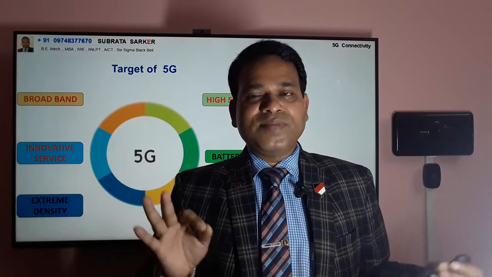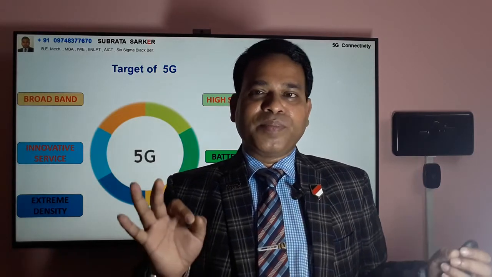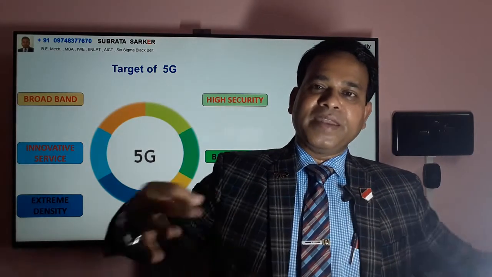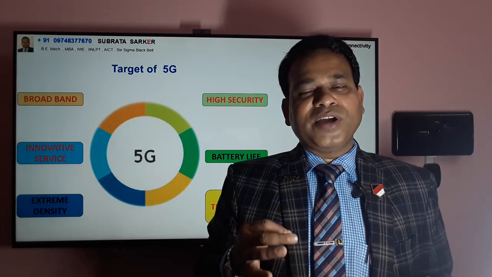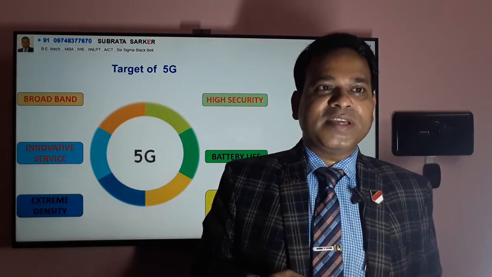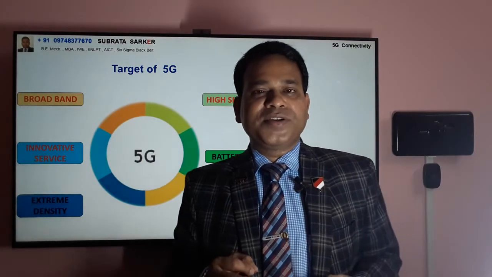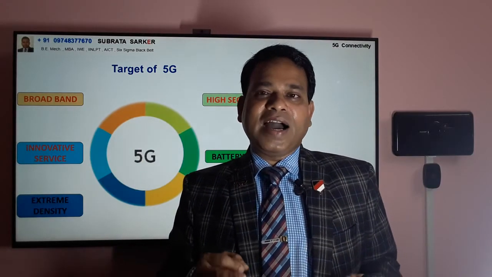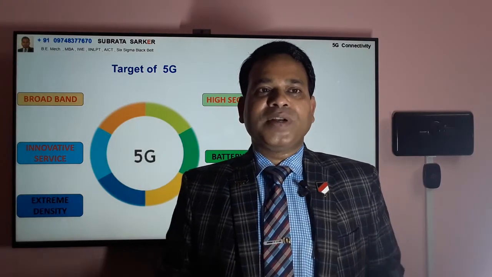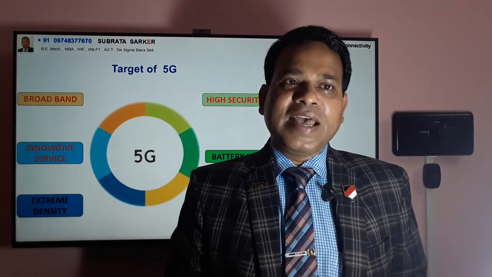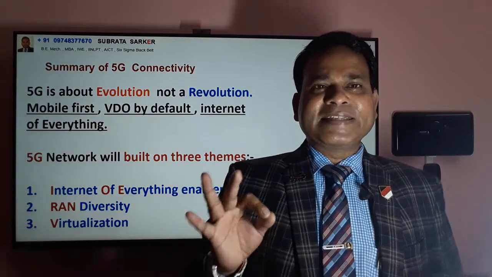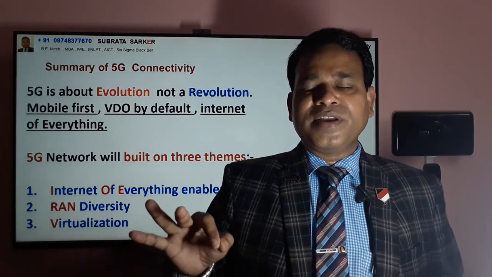So 5G has a few targets. One is broadband, an unparalleled, consistent network, and one is innovative service. There are different types of service which are not possible with 4G devices presently, and there is extreme density of instruments, and high security will also improve in 5G, and the battery life of the instruments will also increase, and non-traditional devices will also come when 5G is introduced.